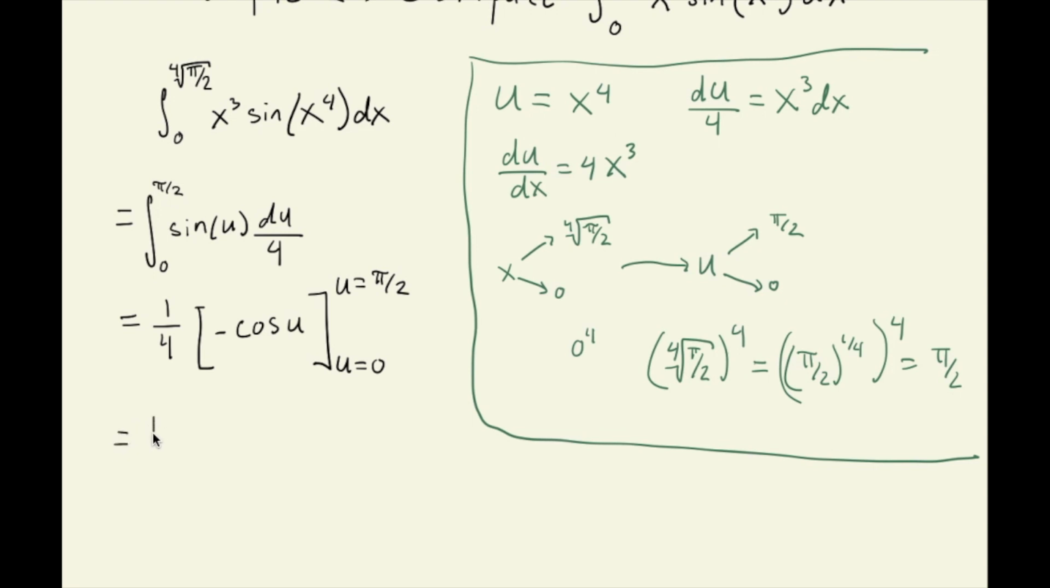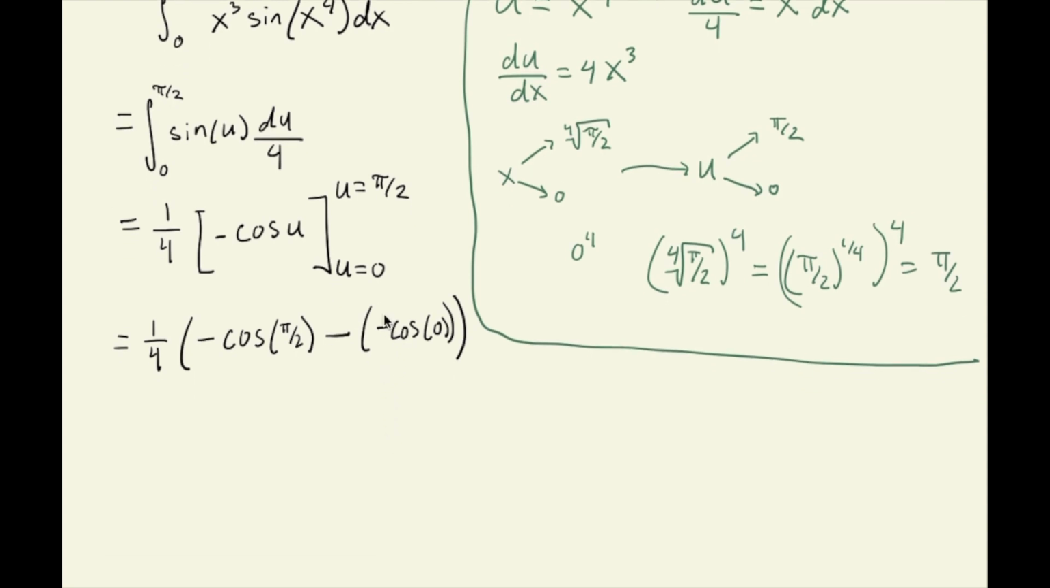Plugging it in, you get 1 over 4 times negative cosine of pi over 2, minus the lower bound, which is negative cosine of 0. Okay? Right, so you take the upper bound, you plug into negative cosine, you get this. Then minus, you take the lower bound and you plug into negative cosine, you get that, right? So there's a double negative here, you have to be careful.